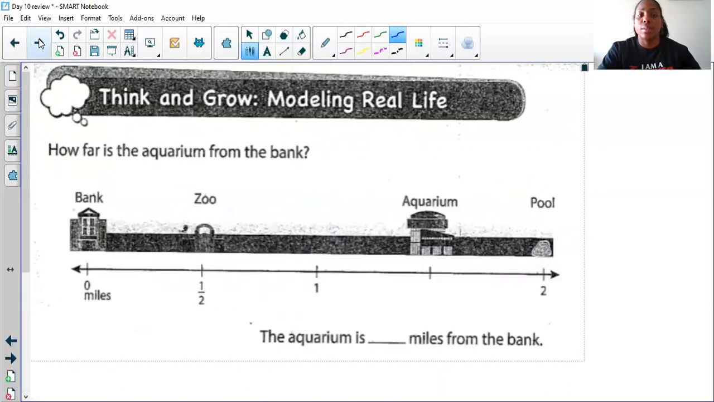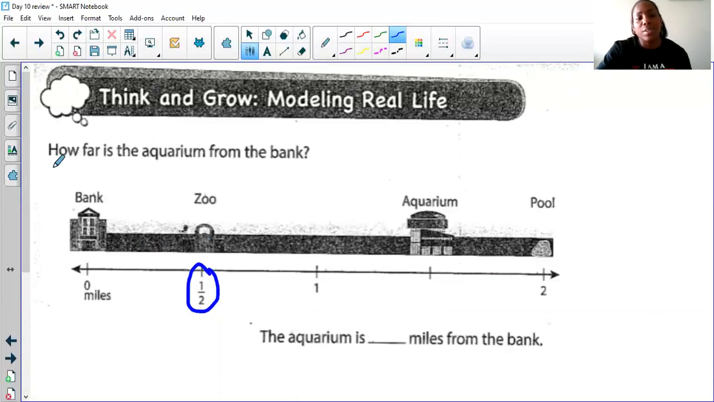All right, now let's take a look at this. Think and Grow, modeling real life. So I like this modeling real life because now you're thinking, what are we doing, a map? Well, not really. We're still doing a number line, but if we take a closer look, you see that this map has been divided into what? And I made a boo-boo right there, but that's okay. It's been divided into halves, okay? Because if you take a look, there's 1, 2 parts. So my denominator should be 2.